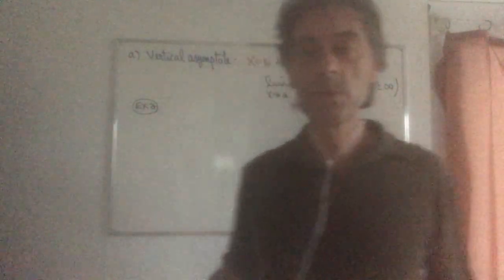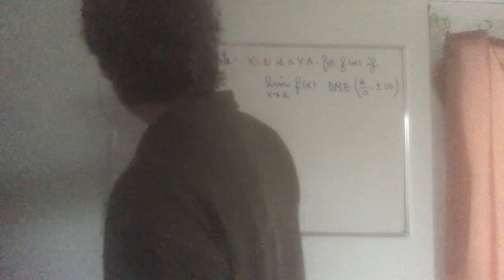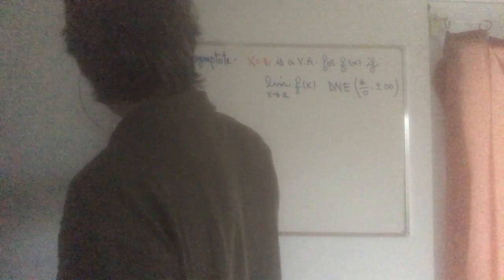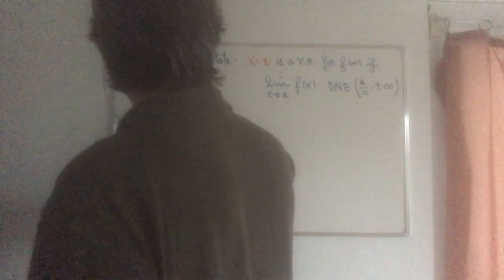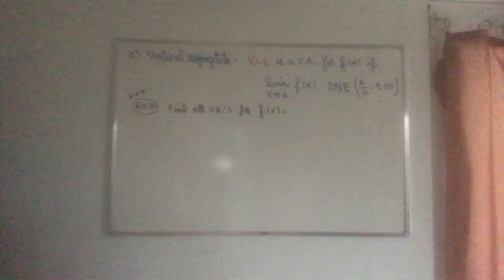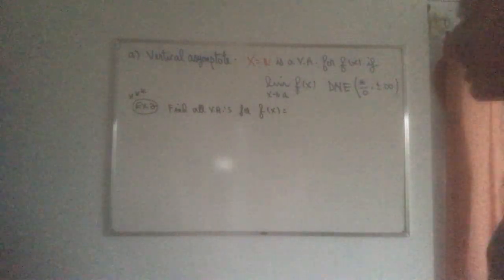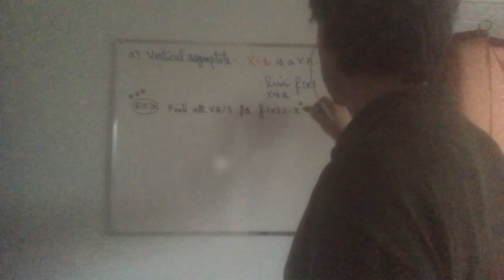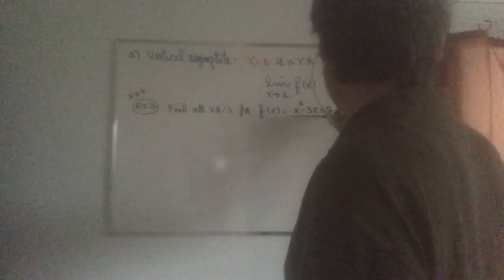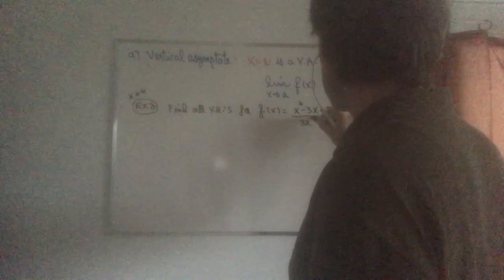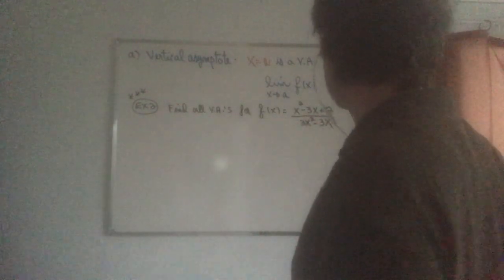Example number 2. Well, for those keeping track, the first one was 2 stars. Perhaps we bring this one to 3 stars. We make it a little more difficult. Find all vertical asymptotes for, what shall we have here? f of x, I want it to be a little more challenging, so let it be something like, I don't know, x squared minus 3x plus 2, over 3x squared minus 3x.